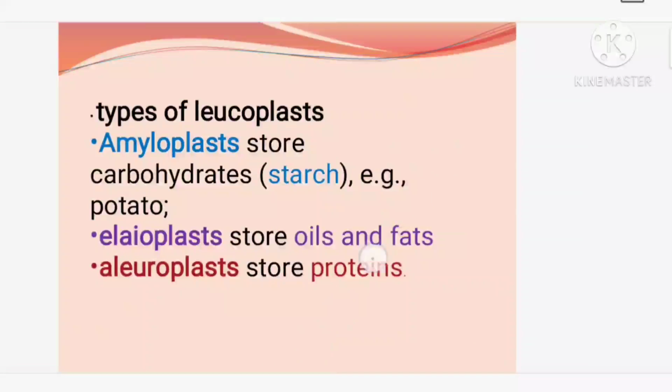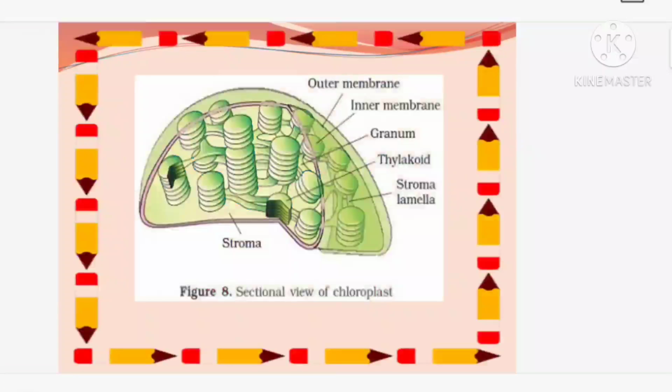Amyloplast is storing what? Starch. What is elaioplast storing? They are storing fat and oil. What is aleuroplast storing? They are helping in the storage of protein. So these are the three different types of leucoplast, right. Now when you are moving into the structure of the chloroplast, how the structure of the chloroplast is, listen carefully.